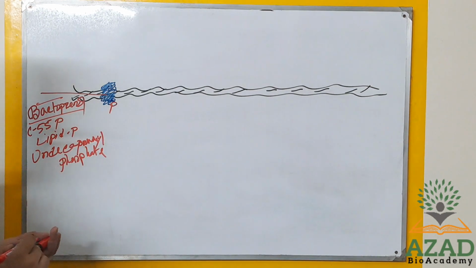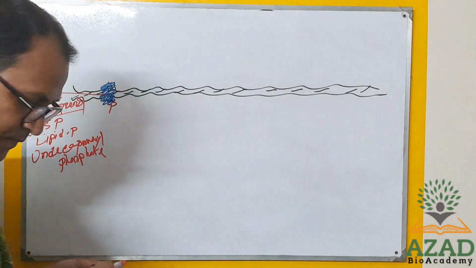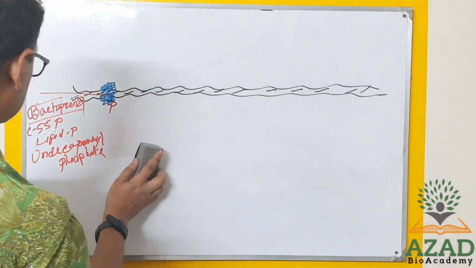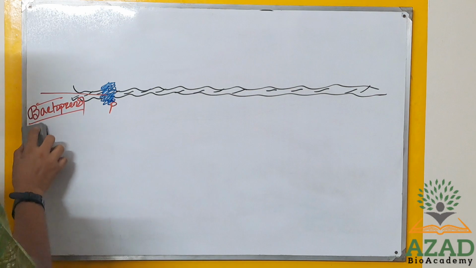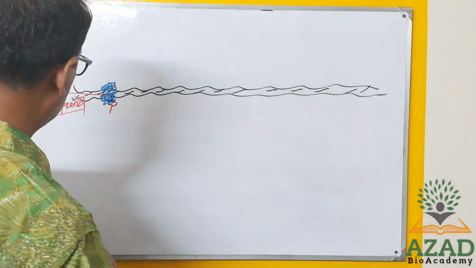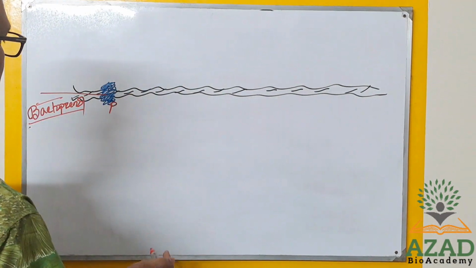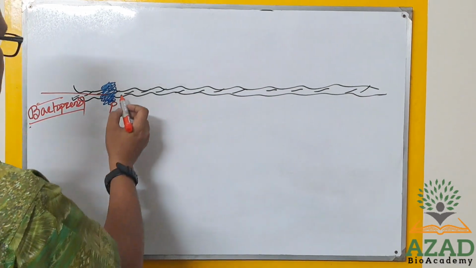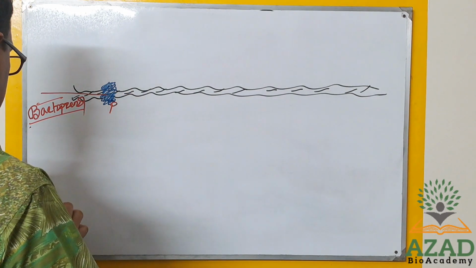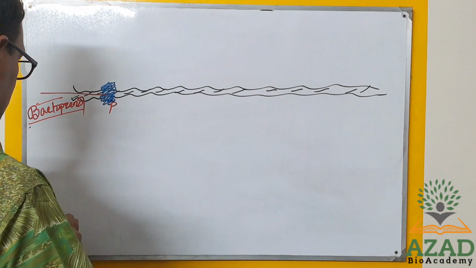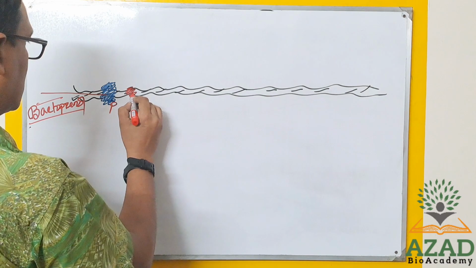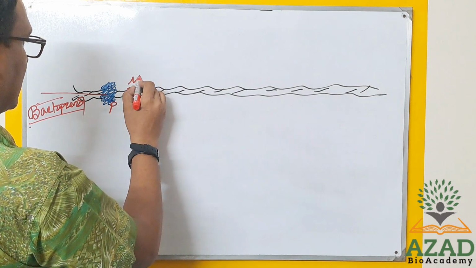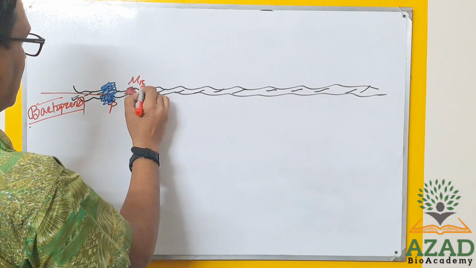Okay, so now this is the bactoprenol, and that bactoprenol initially is carrying one phosphate. Okay, so this is the monophosphate-containing bactoprenol. And here another enzyme is there. You can think this is another enzyme. This is called MraY.